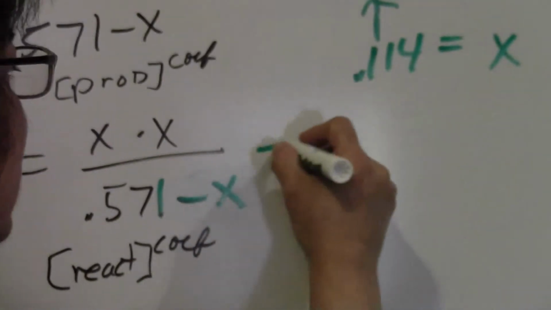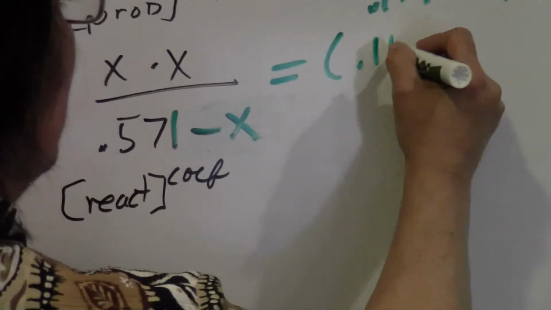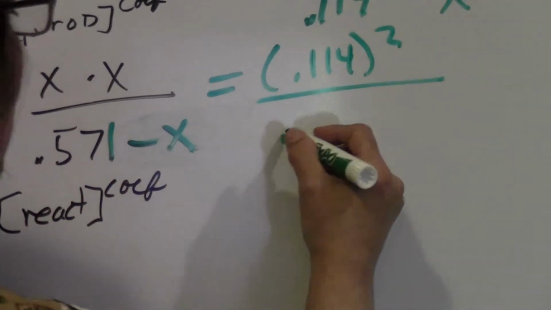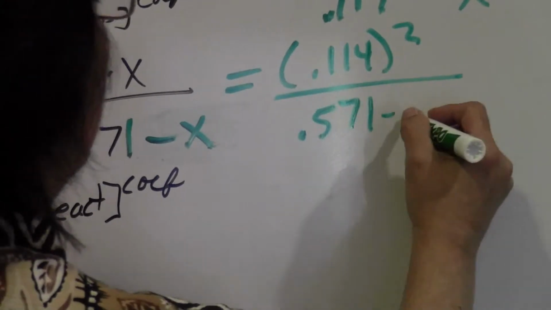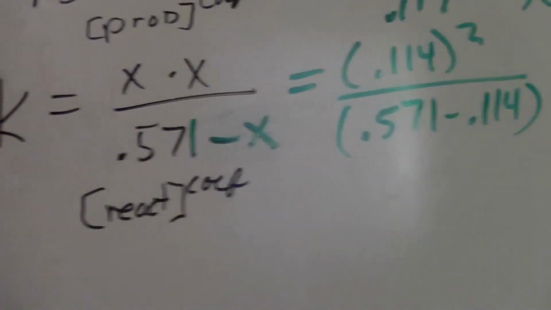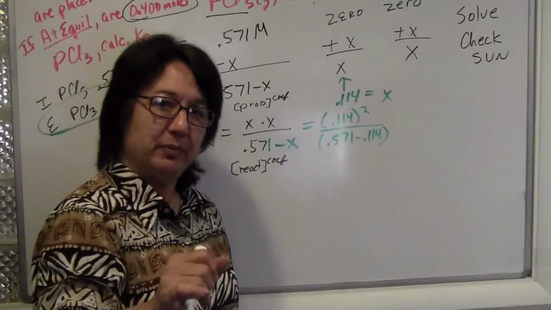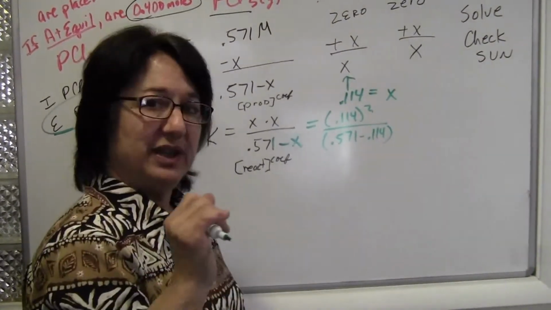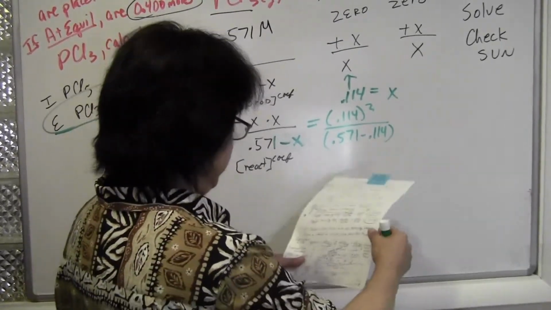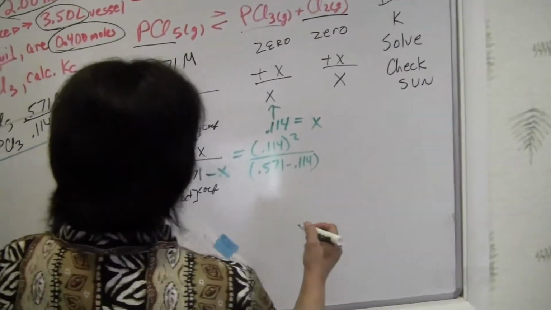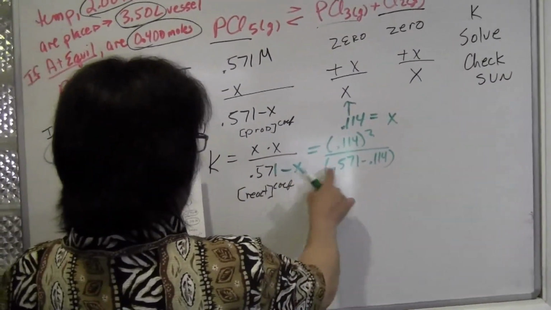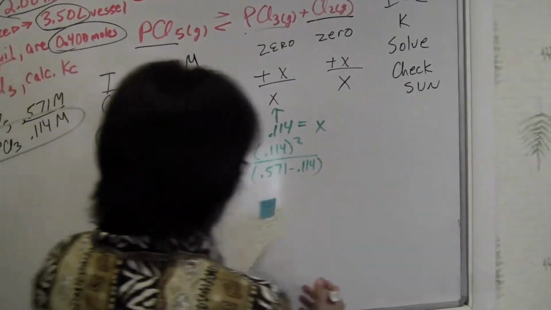x times x is x squared. So we're going to square this, divided by 0.571 minus 0.114. Oh, that was a little tricky, see? You always have to be prepared to plug in a given, because if you get stuck, you're forgetting to plug in something from the given. Now what do they want to know? Okay, so what is our value here going to be? We've got that.